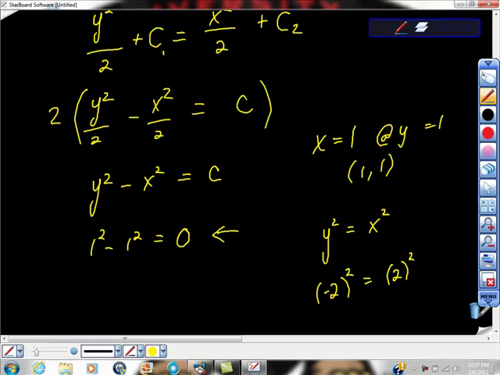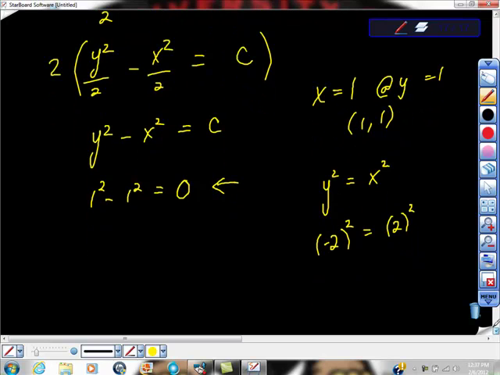When you have squares, you have to really worry about erroneous solutions, and erroneous solutions include the solutions that are left out.